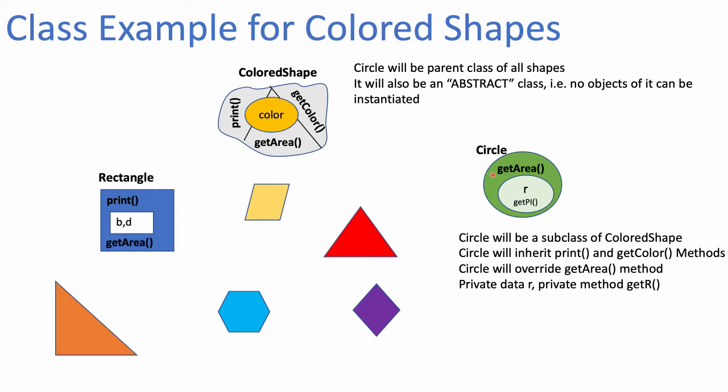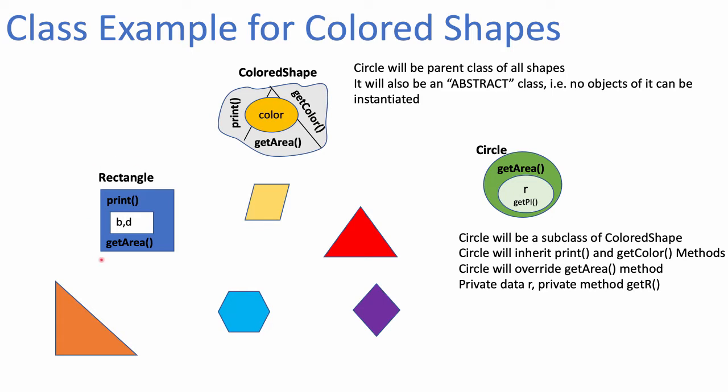The circle itself is only going to implement one of the methods in its parent class, so it's going to override the getArea method. The circle itself is going to have a variable r, and it's also going to have a private function getPi. Area in green is not going to be accessible to anybody outside of a circle. It's inside the shell of the egg, so nobody from the outside world will be able to see the r and the getPi in a circle.